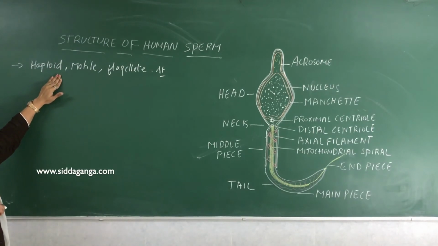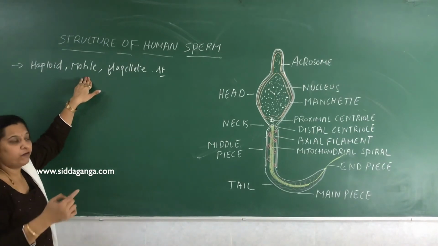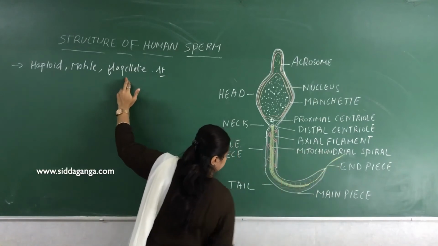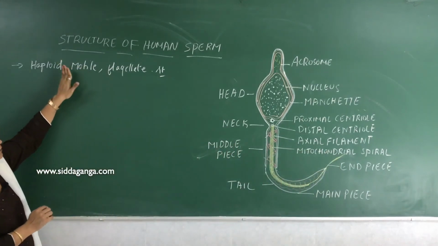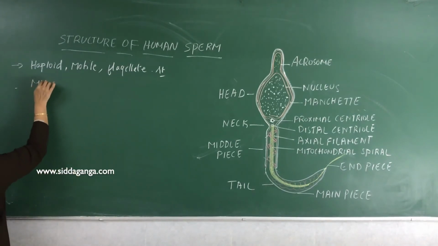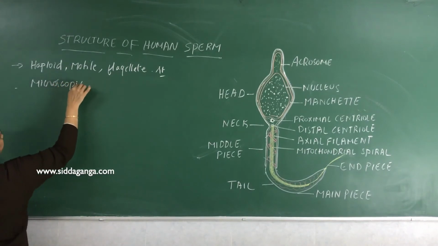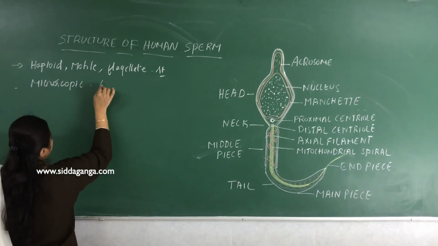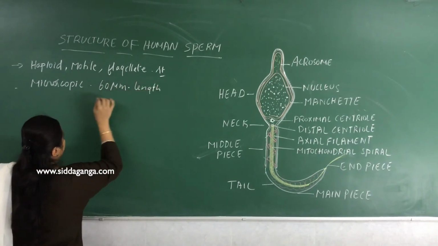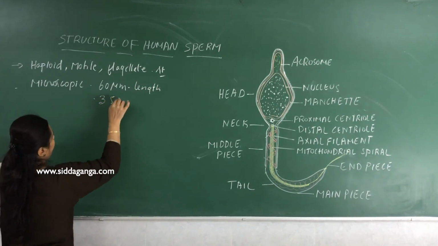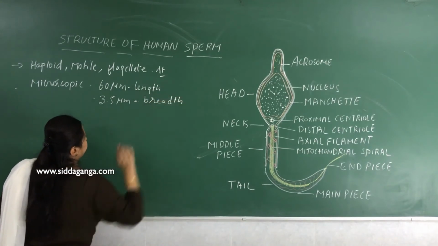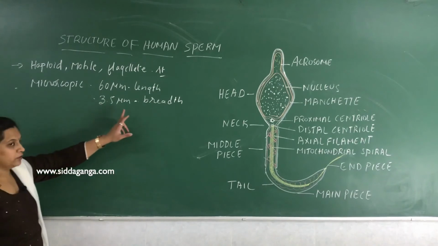Haploid means a single set of chromosomes. Motile, capable of movement. So it has a flagella. For motility, it has developed a structure called the flagella. The flagella helps in the motility of the sperm. And it is microscopic in nature. It measures about 60 micrometer in length and nearly 3.5 micrometer in breadth. So this is the size of the human sperm.